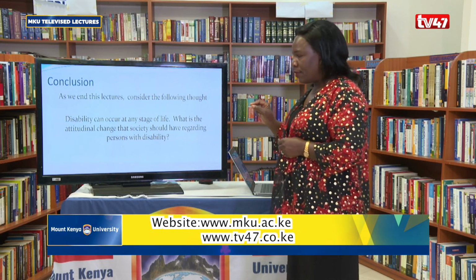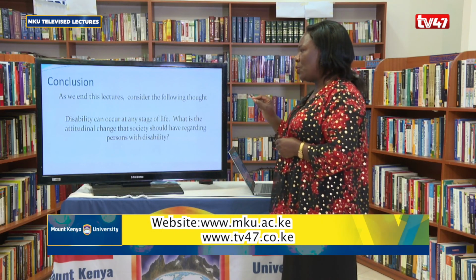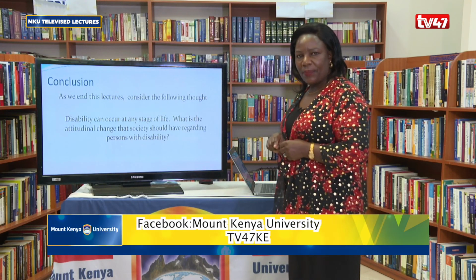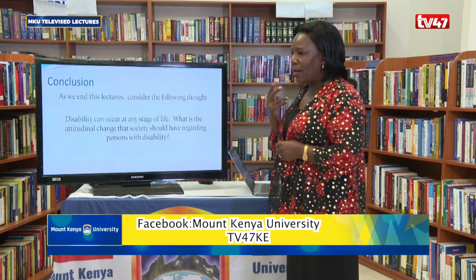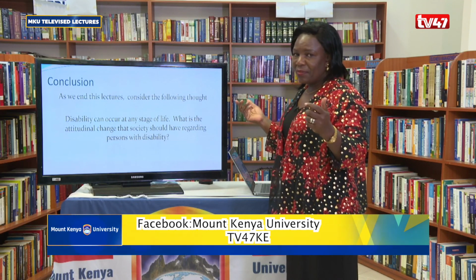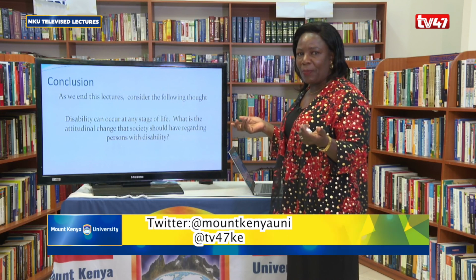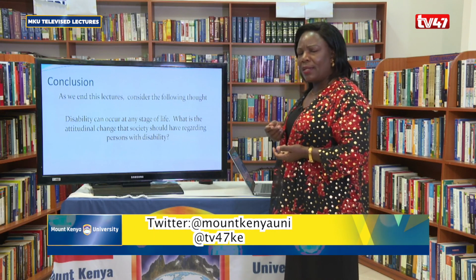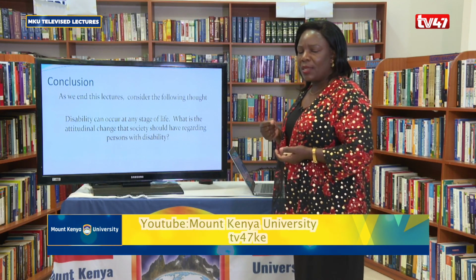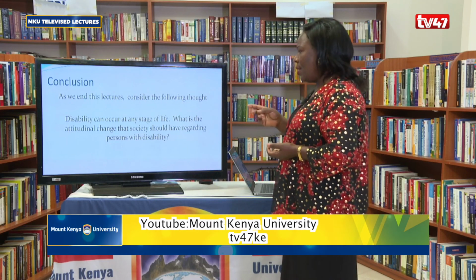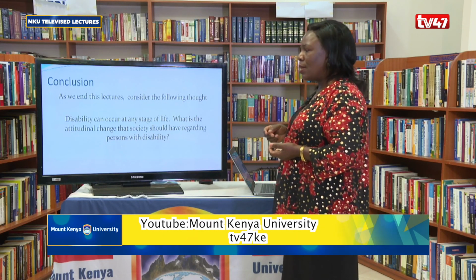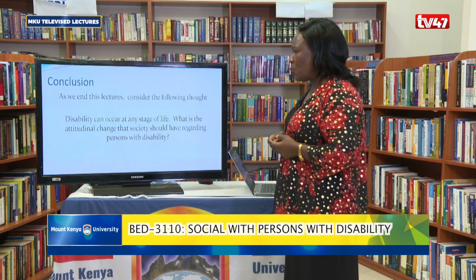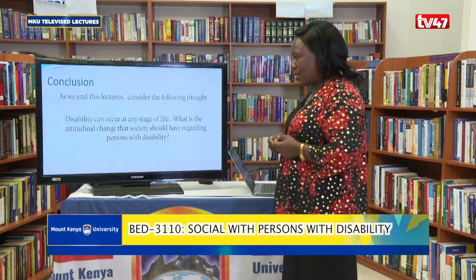Any stage of life. What is the attitude or change that society should have regarding persons with disability? We have seen people in society who had good sight, and within no time, it is gone. So they become visually impaired. So what are we supposed to change? Our attitudes. And let me tell you, when we change our attitudes, that changes our behavior. Just have this thought and then see how we are able to have positive attitudes towards persons with disability.